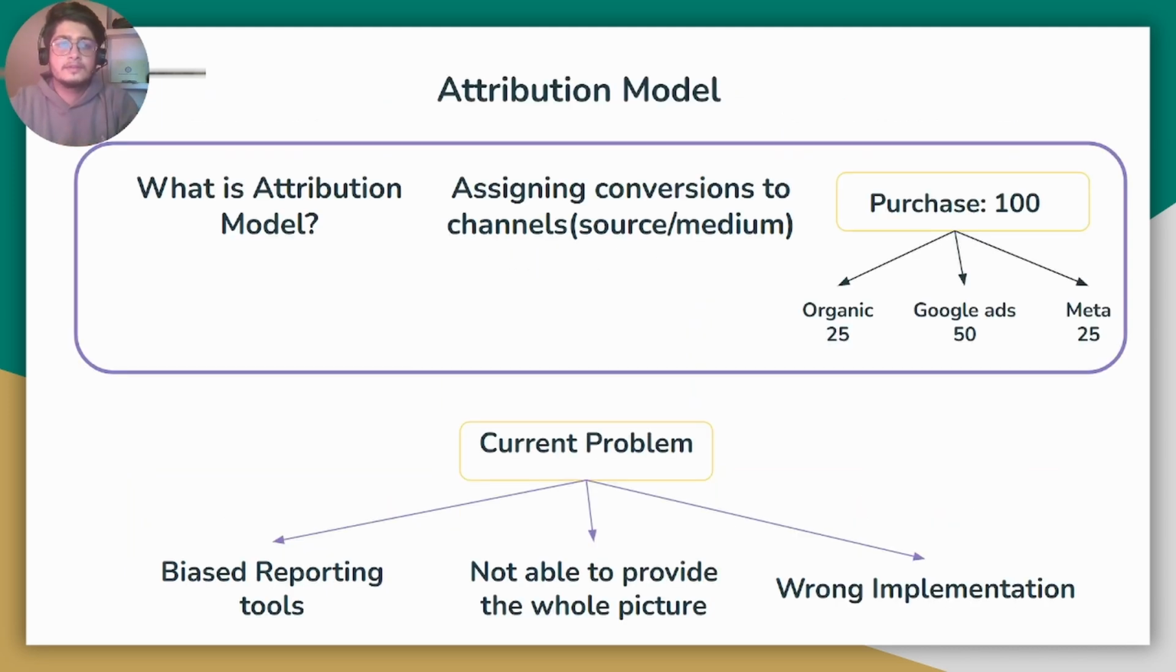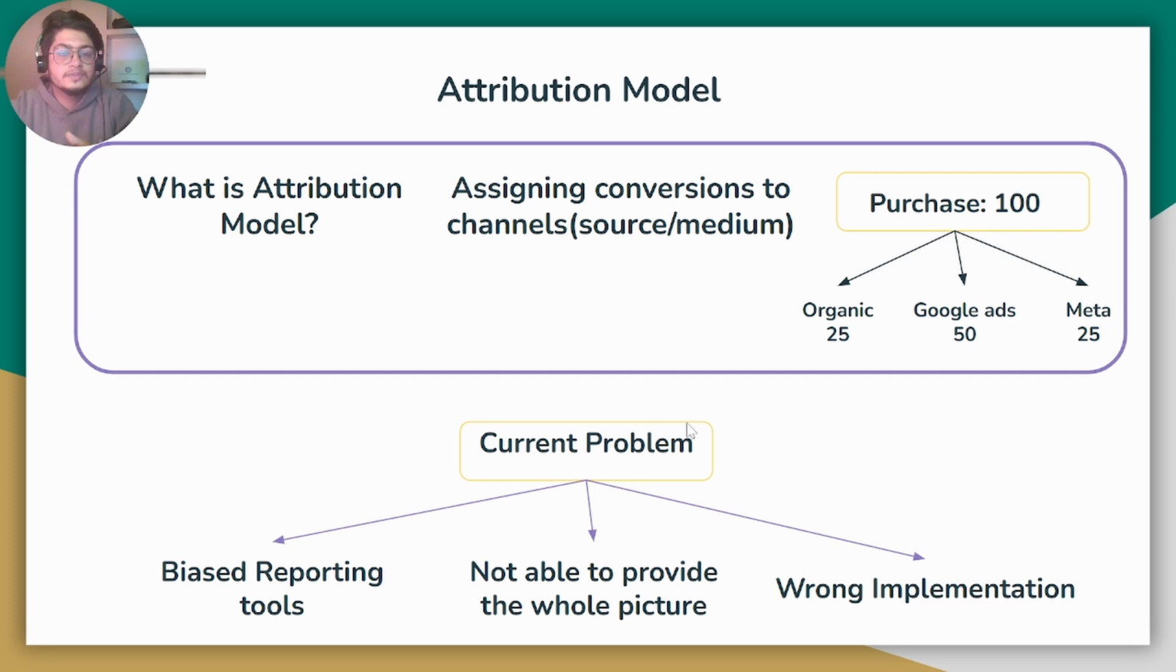One of the most important topics or implementation techniques in analytics is the attribution model. First of all, let's look at what an attribution model is. A simple definition is assigning conversions to specific channels. So let's say there are 100 purchase events, and the attributions are assigned 25 to organic traffic, 50 to Google Ads, and 25 to Meta Ads. It sounds pretty simple, but it's very complicated.